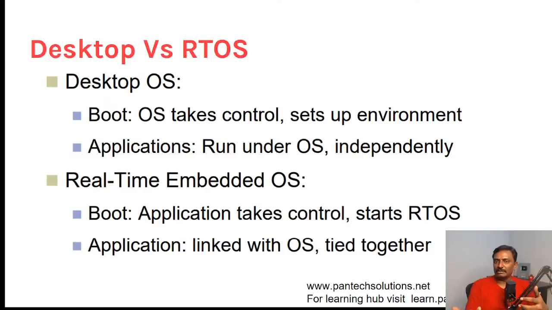Like you could open Microsoft Word or Microsoft Excel. Whereas in real-time operating systems, in an RTOS, the application takes control. The application decides which part of the code should run. So the application is linked with the operating system on an RTOS.